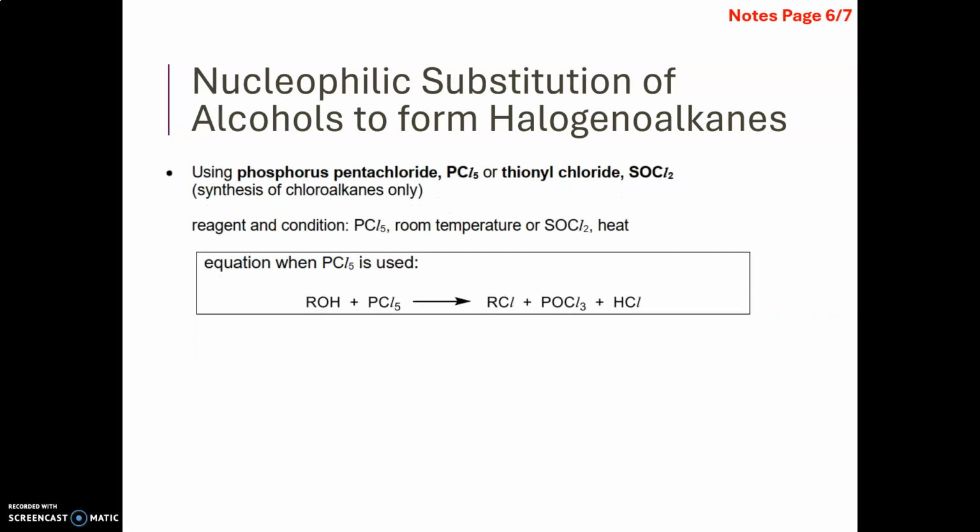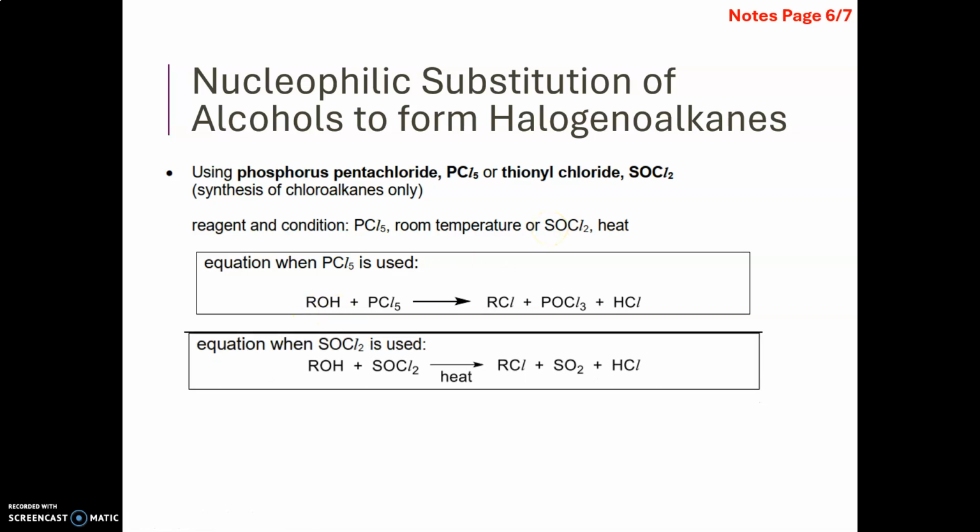Next, which are phosphorus pentachloride, PCl5, or this compound known as thionyl chloride, SOCl2. Okay, PCl5 is a bit more reactive than SOCl2. So if you are reacting the alcohol with PCl5, you can do it at room temperature. But if you are reacting the alcohol with SOCl2, you will need to heat the reaction mixture. Okay, so notice that for both of these reactions, it produces HCl, which is a gas. And this gas appears as white fumes.